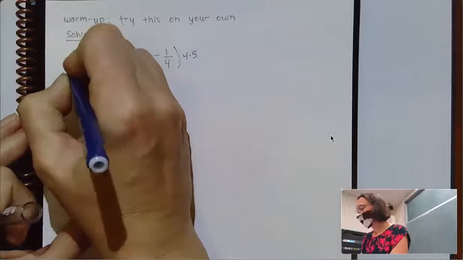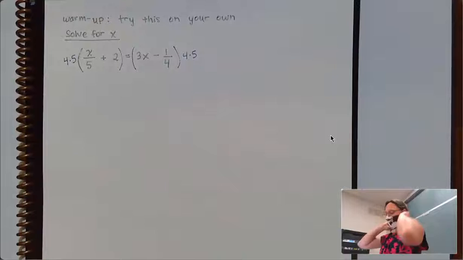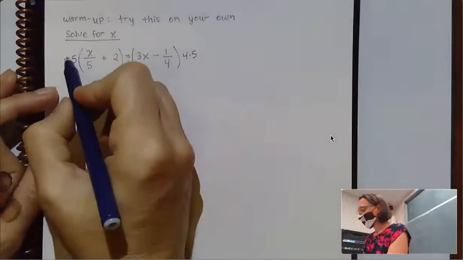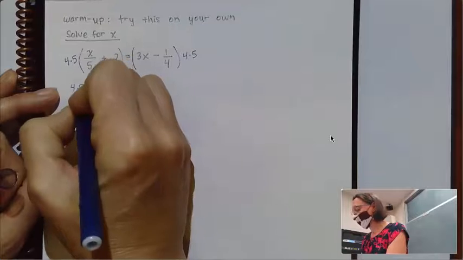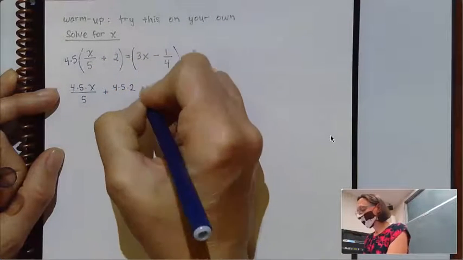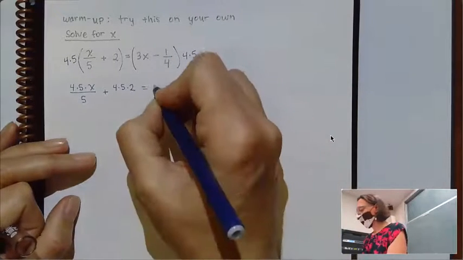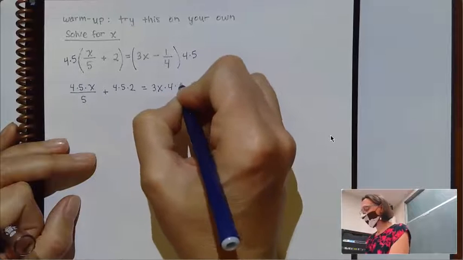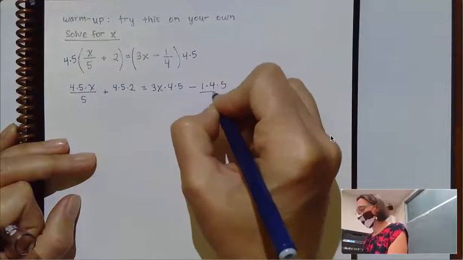Now you could write that as multiplying by 20. I'm doing it as times 4 and times 5, just so that when I distribute it out, it's easier to find those ones. So if I take the 4 and the 5 and I distribute it over here, I'll have 4 times 5 times x all over 5 plus 4 times 5 times 2. On the right-hand side, when I distribute the 4 times 5 in, I'll have 3x times 4 times 5 minus 1 times 4 times 5 all over 4.